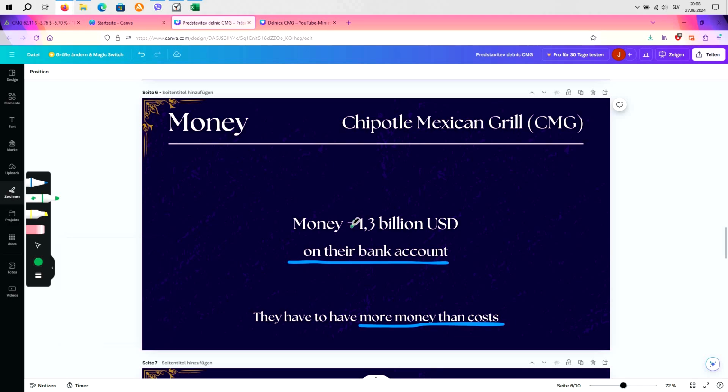They have plus $1.3 billion on their bank account. So they obviously have more money than the costs. Otherwise, they wouldn't have this little plus here, okay? So this means that they are good to go. They have money. They can cover some quick costs if they have some. They can cover some potential swings in the markets, you know, going up and down in the market. They can cover all of that. They can cover unexpected costs. This is what we want. This is very good to see, okay?